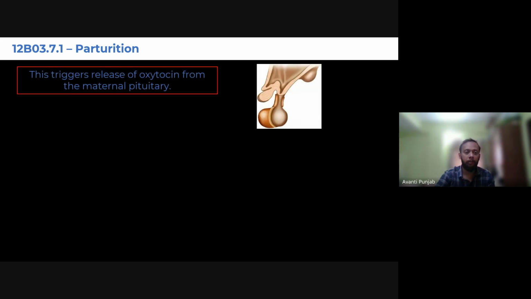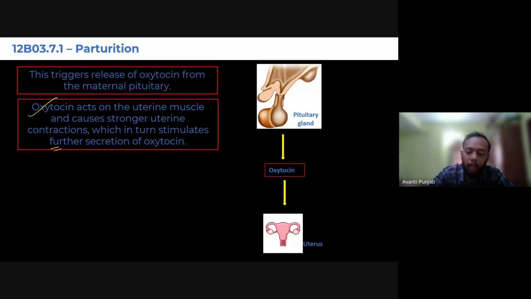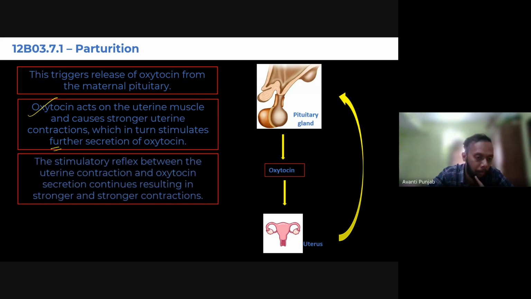The trigger release of the oxytocin, something I've told you, from the maternal pituitary, and because of that you will find oxytocin acts on the uterine muscle and causes stronger uterine contraction, which in turn stimulates further secretion of oxytocin. So this will just keep on happening. ये होता रहेगा, और उसकी वजह से you will find ultimately the parturition will happen.